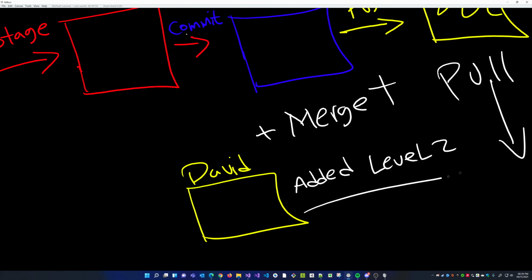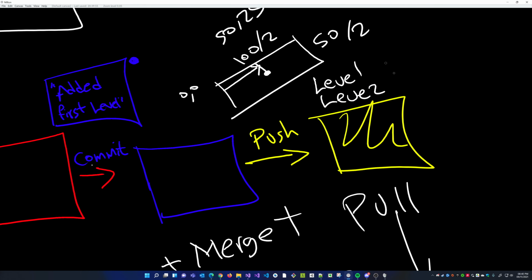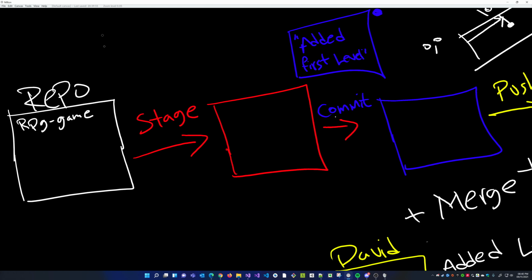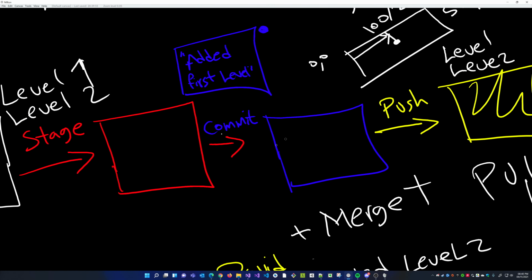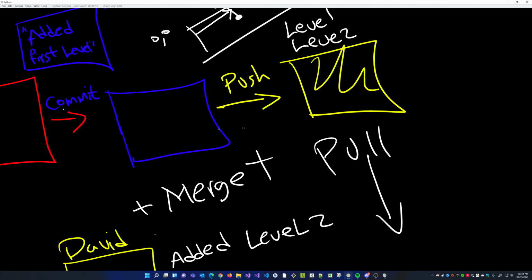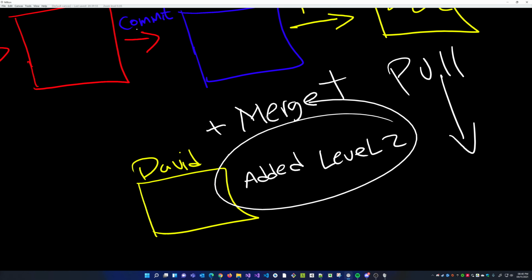David only has level 2. On his local machine, David only has level 2. The online cloud has level 1 and level 2. You personally, you have both level 1 and level 2. And the reason you have both level 1 and 2 is because you had to merge David's code. So his changes are on your machine. So you have both level 1 and 2. The cloud has level 1 and 2, but David only has level 2.